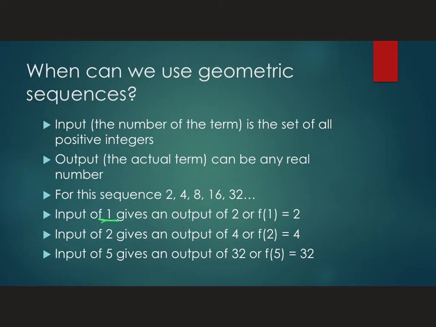the input of 1, or term 1, gives us an output of 2. The first term is 2. Or we could say f of 1 equals 2. Same thing. Input of 2, our second term, gives us an output of 4. We could also write that as f of 2 equals 4 in function notation. Finally, an input of 5 would give us an output of 32. So term 5, f of 5, would give us an output of 32.